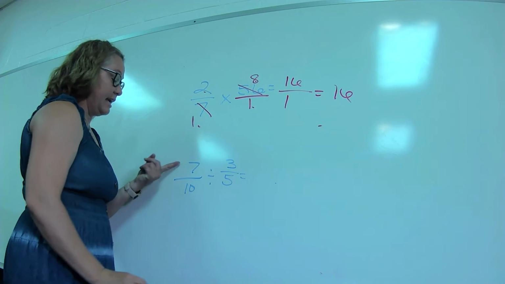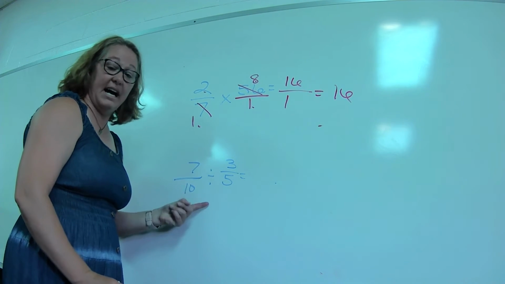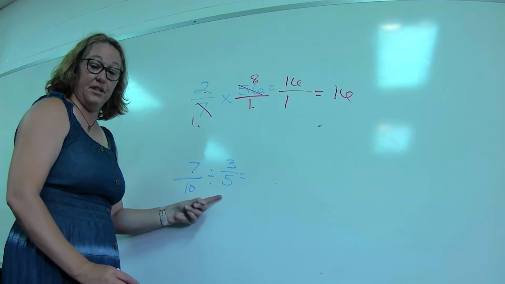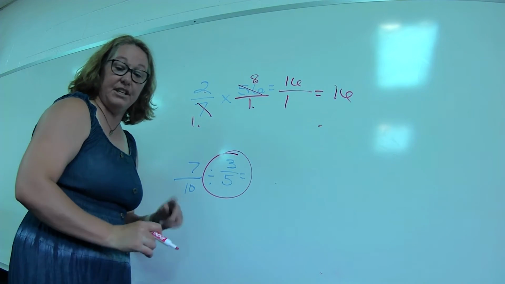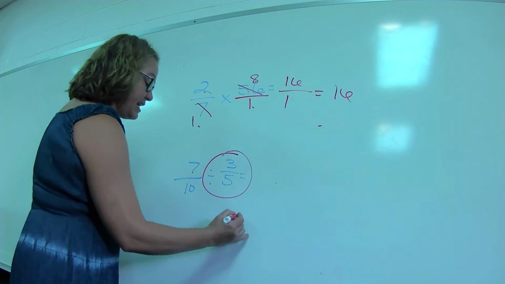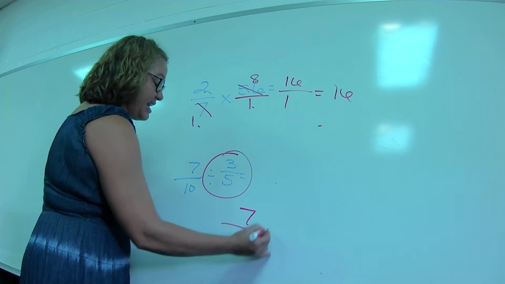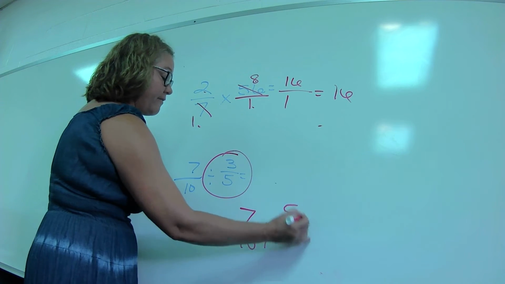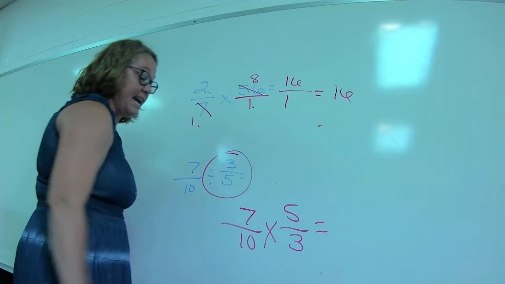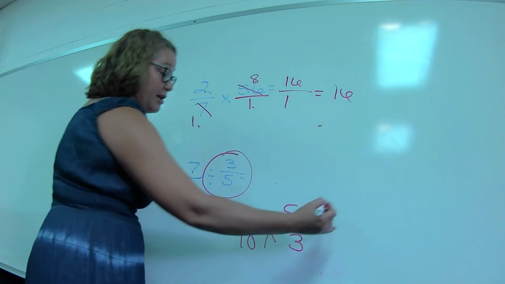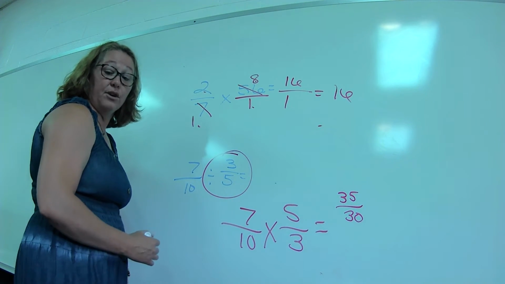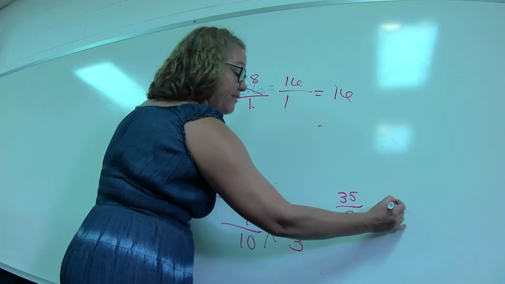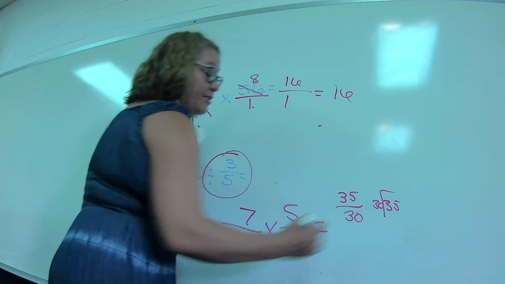All right? Here I have 7/10 divided by 3/5. Remember, in division, we must invert the second fraction. So I need to rewrite this as 7/10 times 5/3. Now again, I can multiply straight across. If I did, I'd get 35/30.